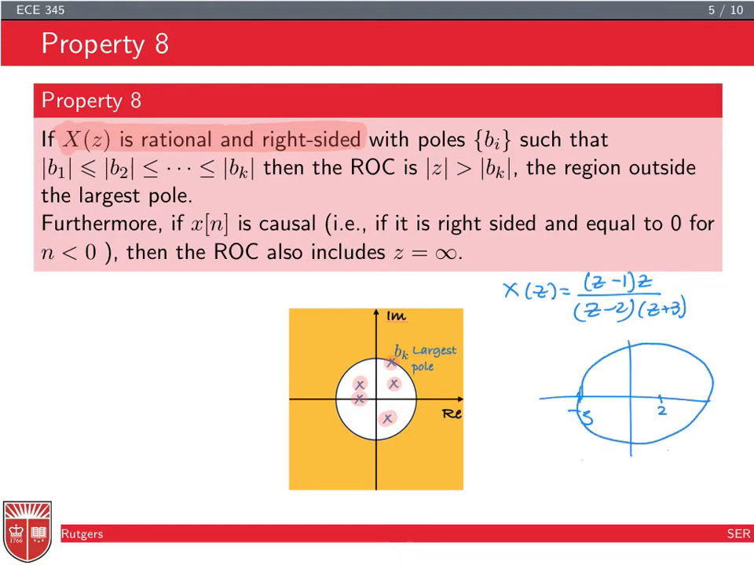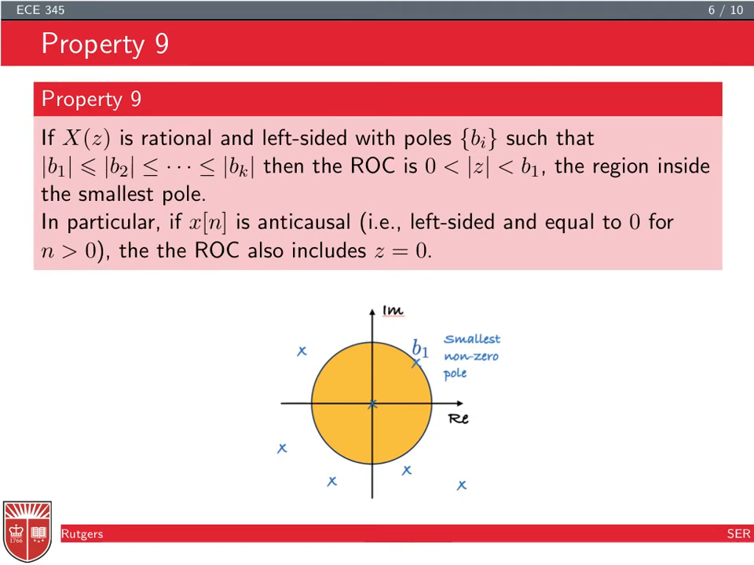So we know that, therefore, by this property, and given that the signal is right-sided, so I tell you that the signal is right-sided and it has the following X(z). So let me write down here just to make sure, because this is important. And x[n] is right-sided. Then in this case, you know that the ROC is going to be the exterior of this circle.